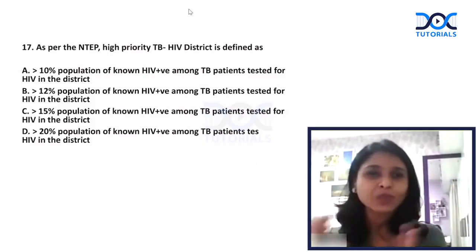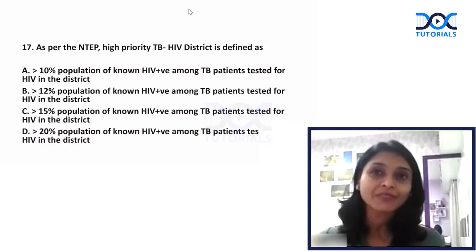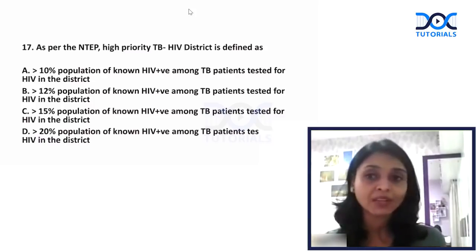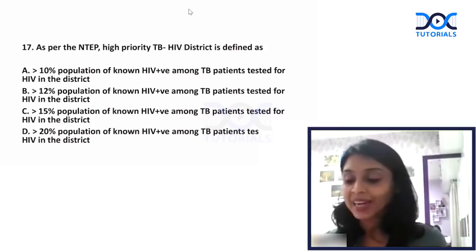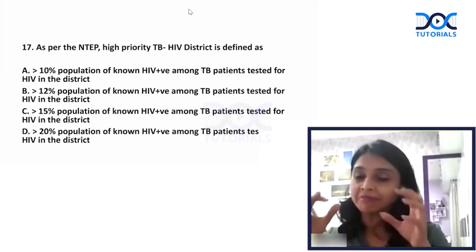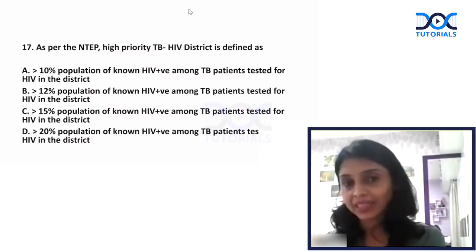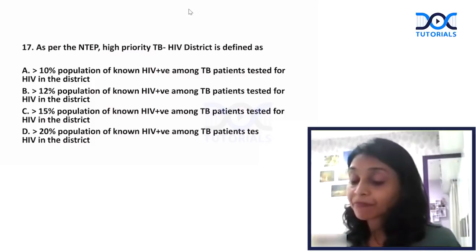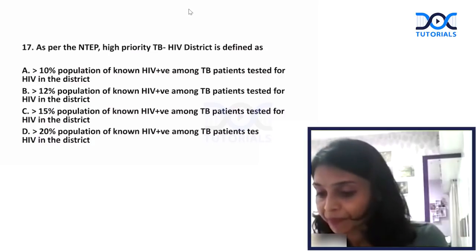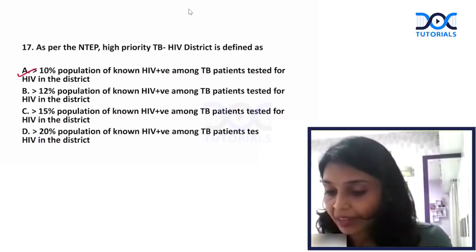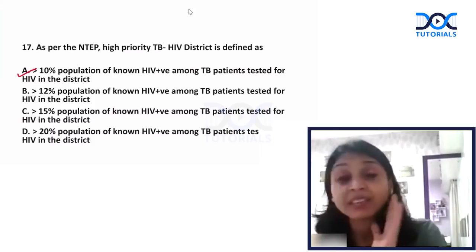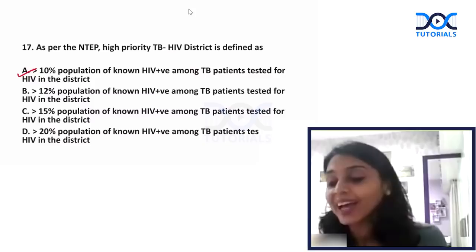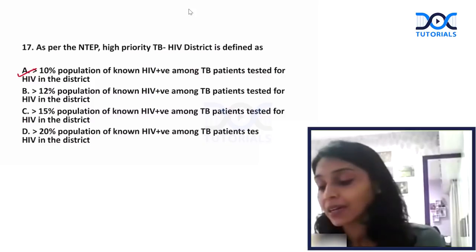They give 2-3 tough questions which they don't expect you to answer. If everyone answers every question correctly, then how will they, it's a competition exam, right? So definitely they'll give 2-3 very, very difficult questions, and this is something like that. And here the correct answer is A. As per NTEP, National TB Elimination Program, that program itself is new. And they are asking some numbers from that program.